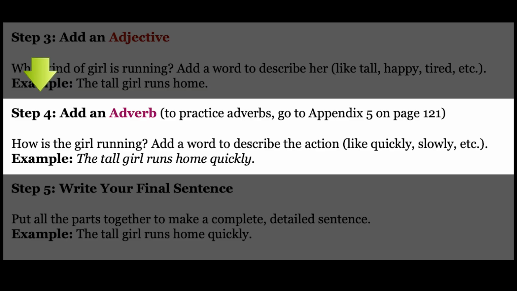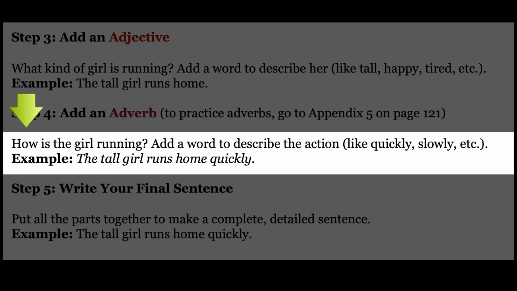Okay, now we're up to step 4. Add an adverb. In case you need a review, an adverb describes an action. You can practice adverbs in Appendix 5 of this textbook. Let's answer this question with regard to our sentence. How is the girl running?